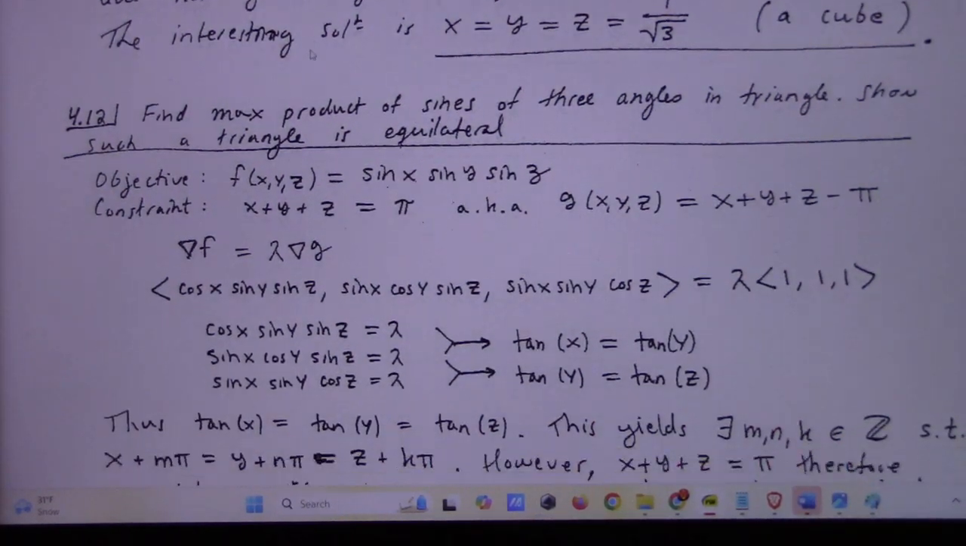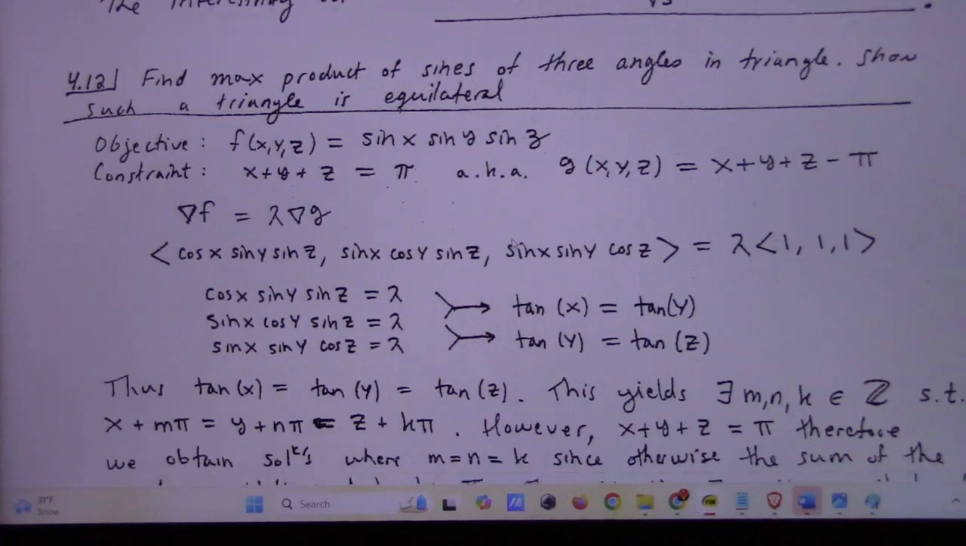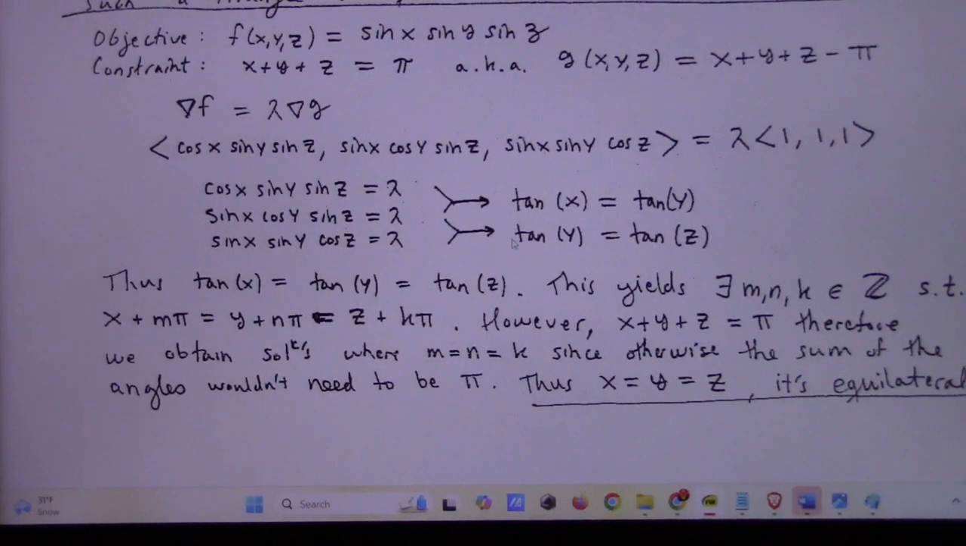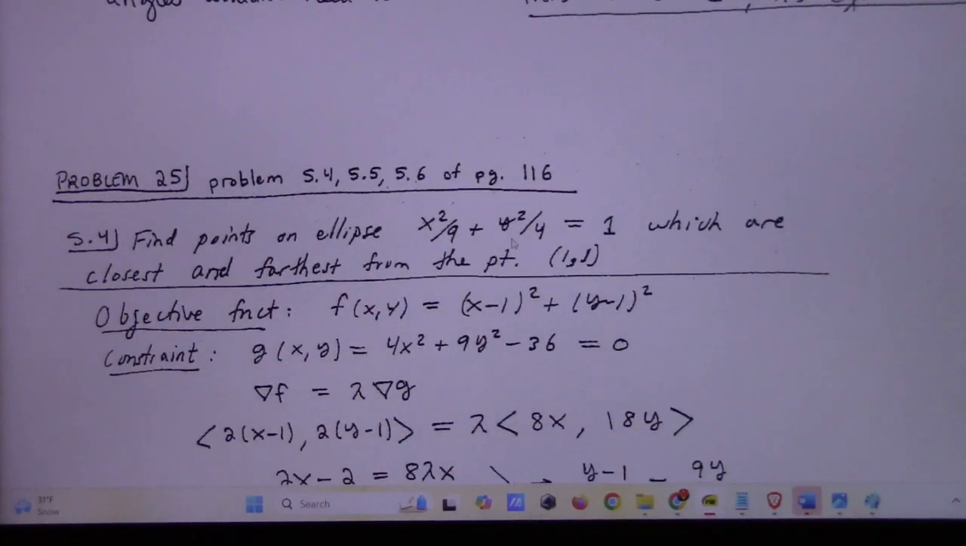Here's another problem. You want the maximum product of sines of 3 angles in a triangle. So your objective function is the product of sines. You know that the sum of the interior angles in a triangle is pi. So lo and behold, here's your Lagrange multiplier equation. And you can divide these equations and get that the tangents are equal. So all the tangents are equal, which then forces the sum of the angles to be pi, which means that by the symmetry, it's an equilateral triangle. All right, well, yay. Anyway, let's get on with it.